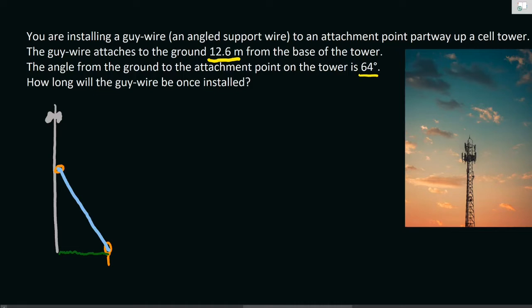So if you guys see how I'm building this diagram, I'm just carefully going through, figuring out what my diagram should look like based on the idea that this wire attaches partway up this pole, this tower, and it attaches some distance away from the tower. That's all I've done so far.